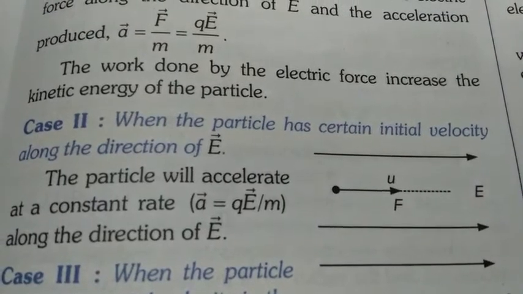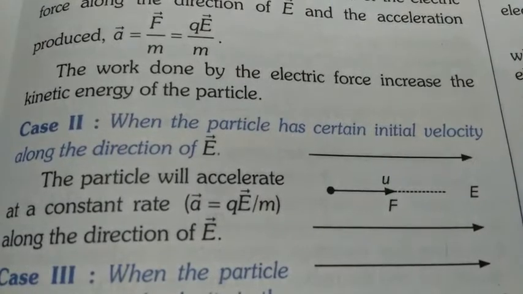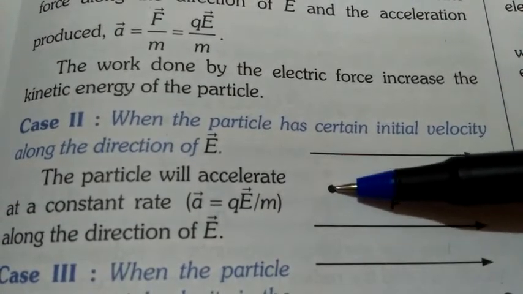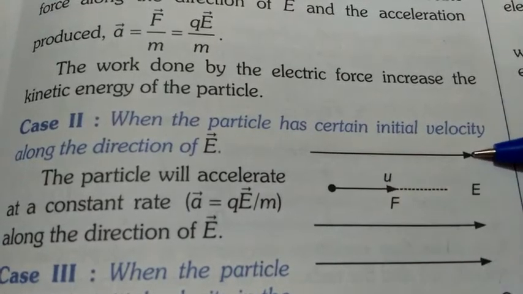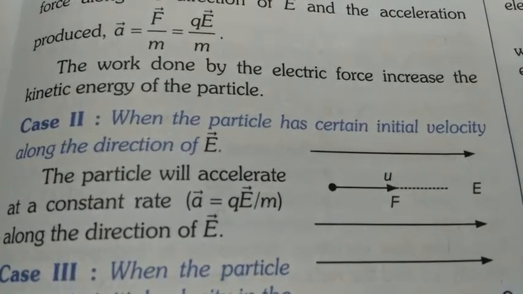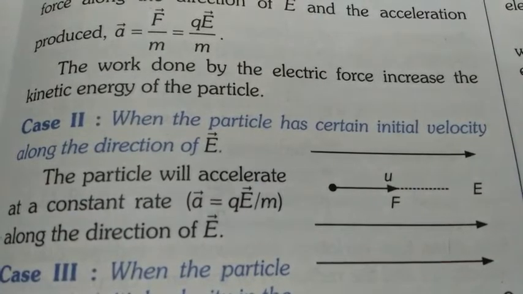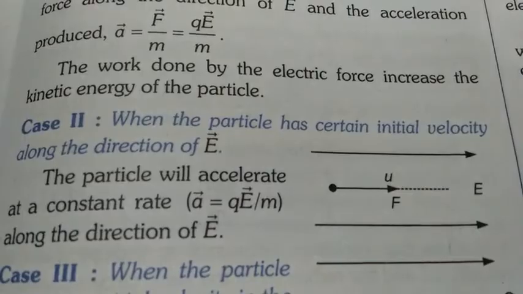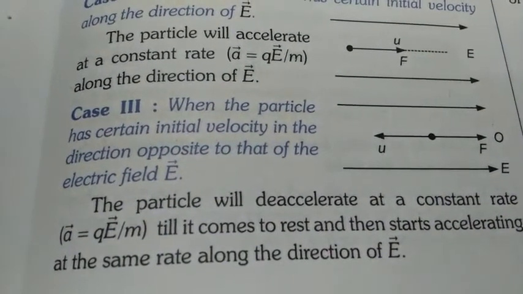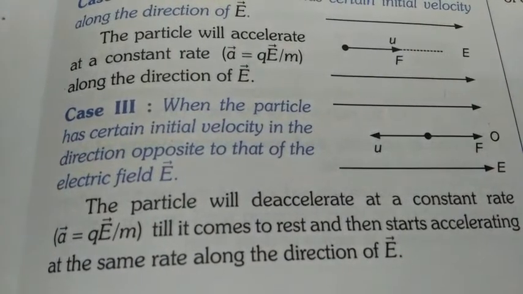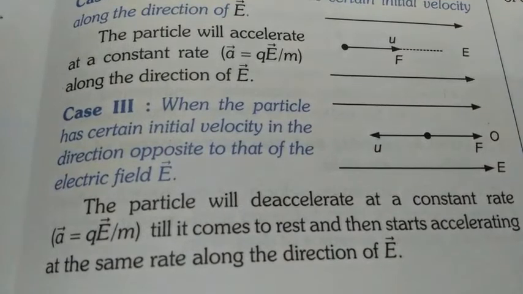Second case, when the particle has a certain initial velocity along the direction of E. So this is the particle having initial velocity u in the direction of the electric field E. Here the particle will accelerate at a constant rate along the direction of E. Case 3 is just opposite to the second case, when the particle has a certain initial velocity in the direction opposite to that of the electric field.